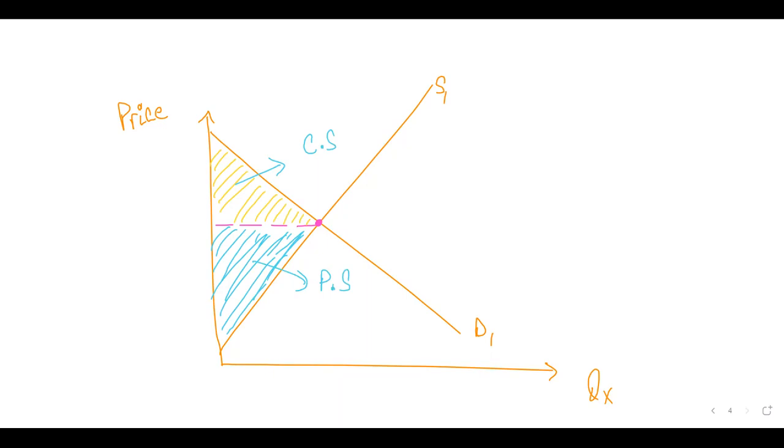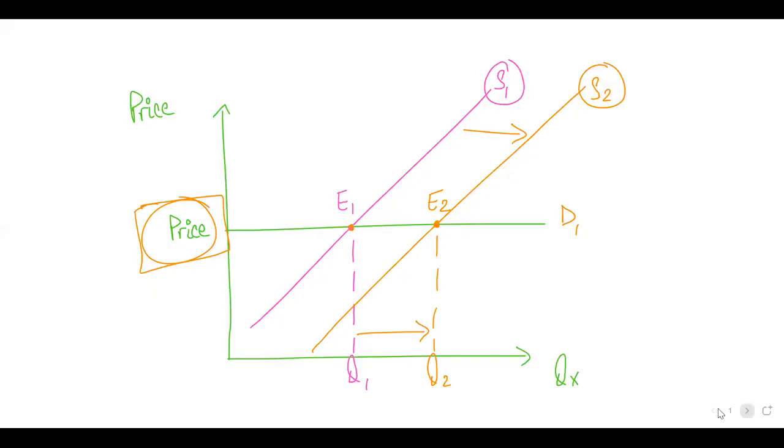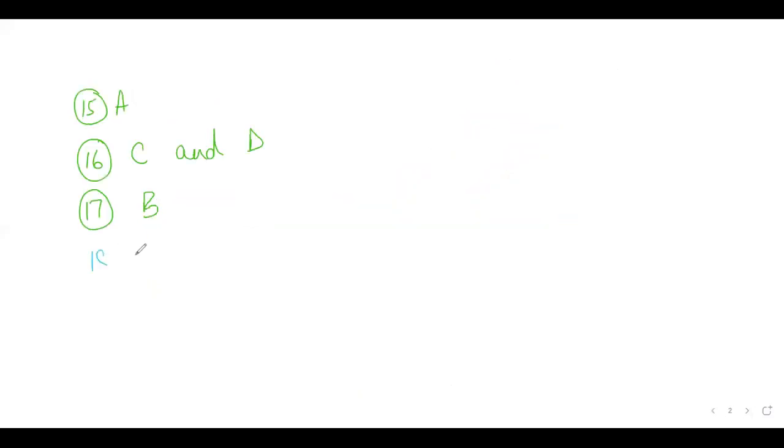B. Okay, so you think it's B. Let's see. There's no change in price and the incidence of the subsidy falls on the producer. Absolutely. I also think B is correct. So let's enter 18 as B. Okay, great, perfect.